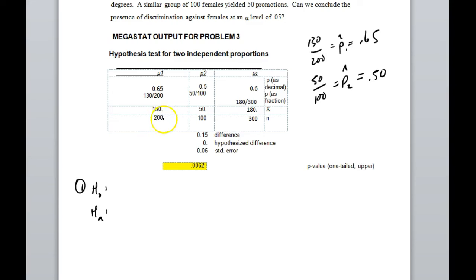Because out of 200 and out of 100, we don't know. Say there were 2 men surveyed and 1 woman surveyed, and she said, "Oh no, I didn't get a promotion," and both of the men said, "Yes, we did get promotions." That would be 100% for men and 0% for women. But is that really enough evidence to show that discrimination is going on?